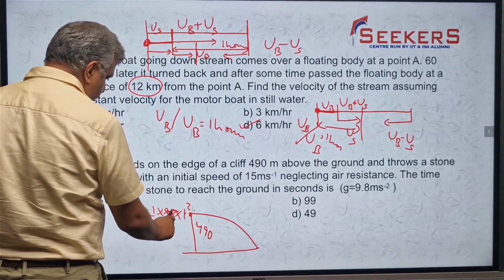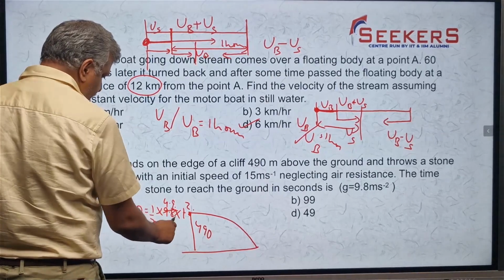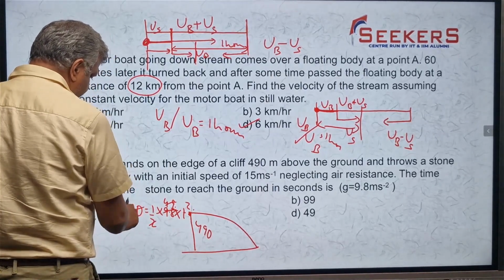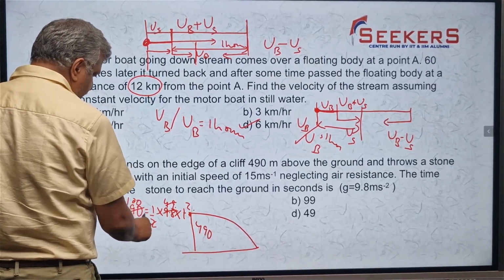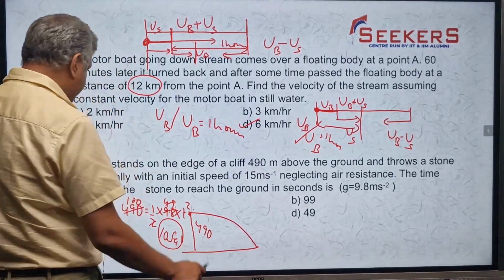So this will become 4.9, it will become 100 here. So this will become 4.9 t squared. 4.9 will get cancelled here and it will become 100. So t is equal to 10 seconds. So the answer will be 10 seconds.